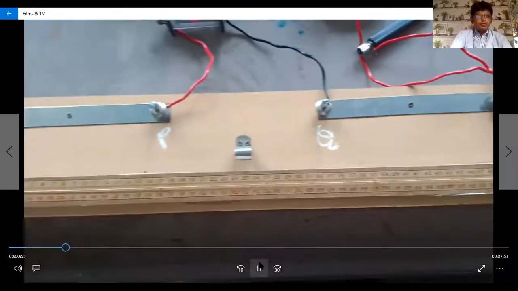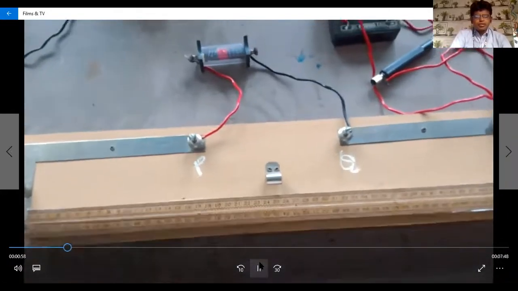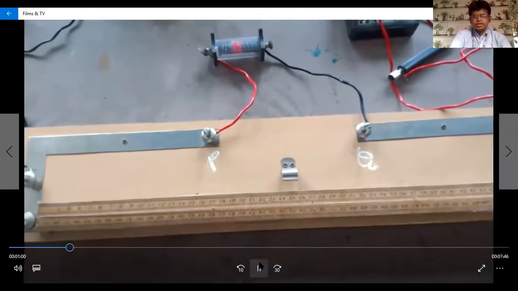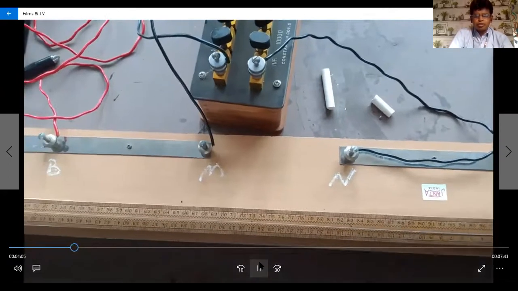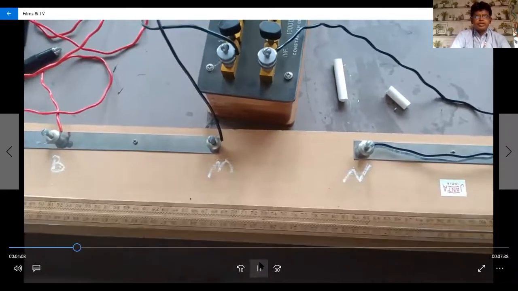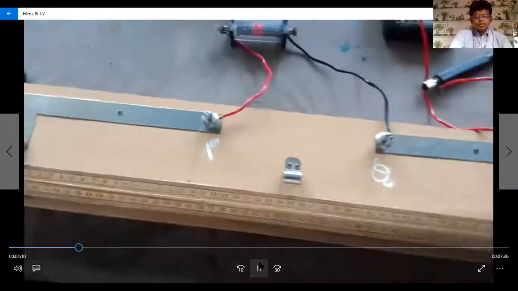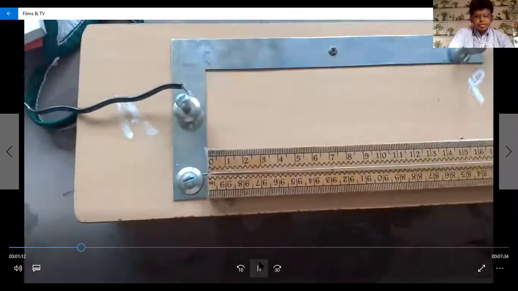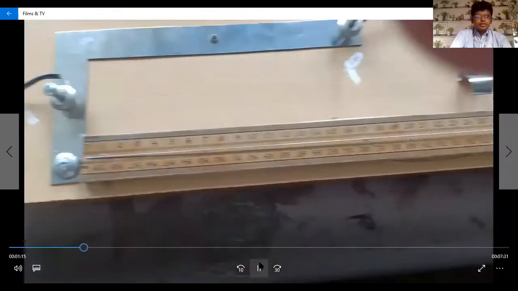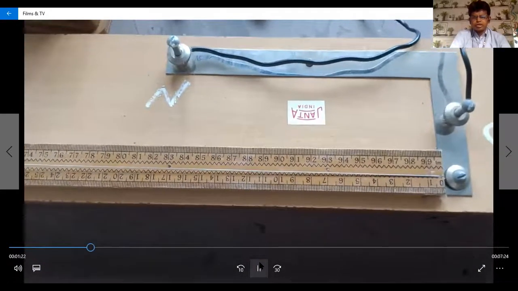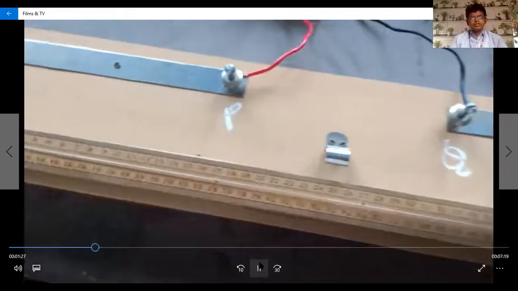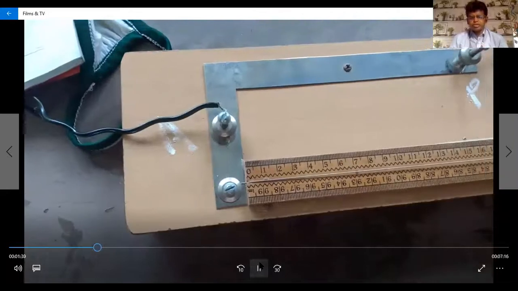Now you see two points, P and Q, as per our circuit diagram we discussed. Then you see the two terminals M and N, and B is the middle point. This meter scale starts from 0 centimeter and goes up to 100 centimeter, which means 1 meter, on the upper side. The lower side again starts from 0 and ends at 100 centimeter, which means 1 meter.